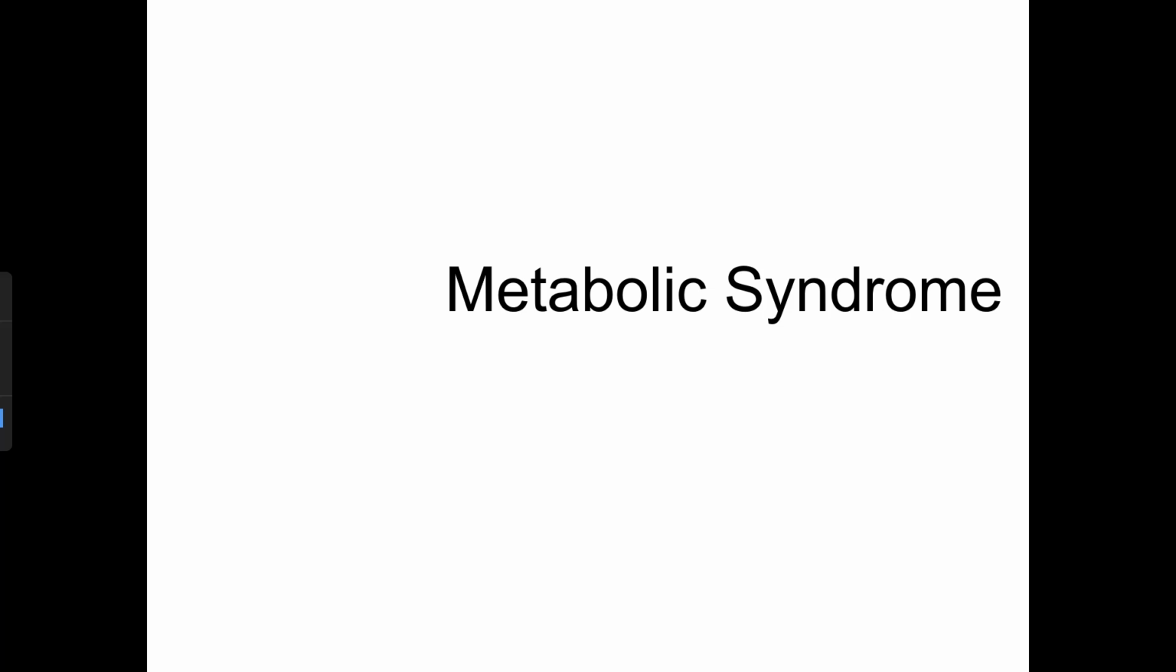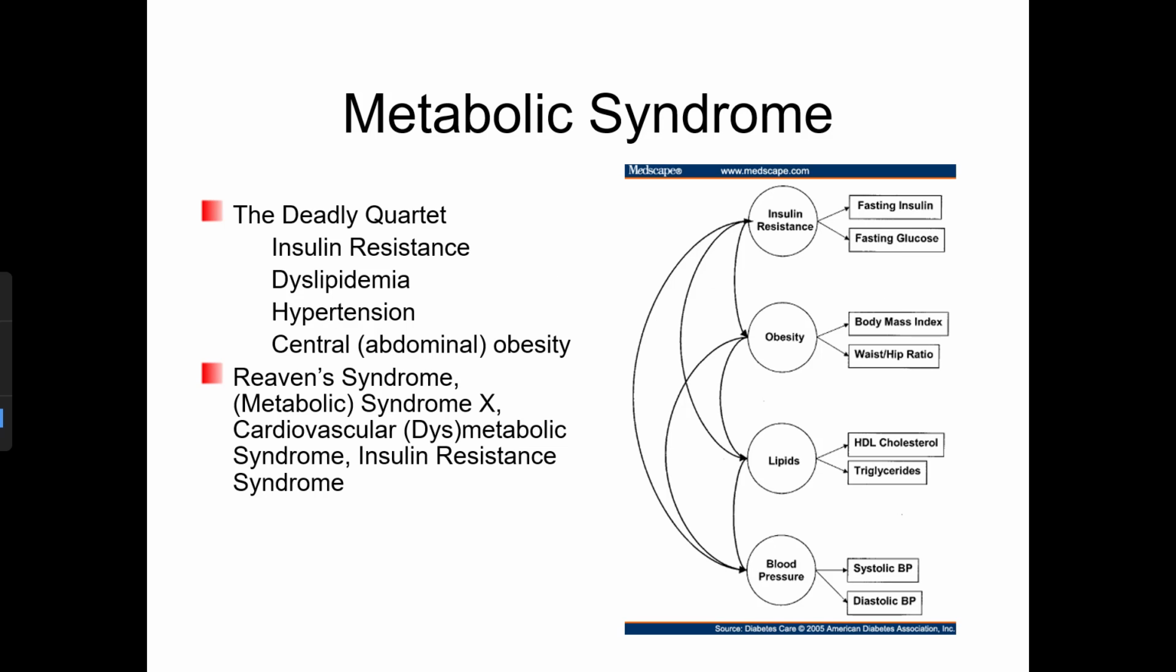Metabolic syndrome. So metabolic syndrome is related to the deadly quartet: insulin resistance, dyslipidemia, hypertension, central abdominal obesity. Dyslipidemia refers to a disorder of lipid regulation in the body. So you have too much of bad lipids, not enough good lipids, and bad things happen. Hypertension refers to high blood pressure, and then central abdominal obesity.